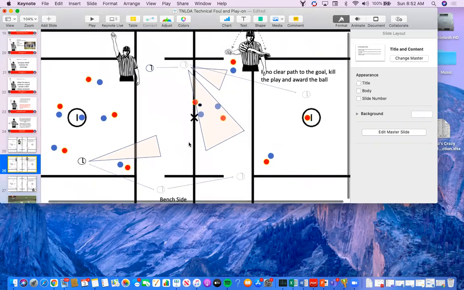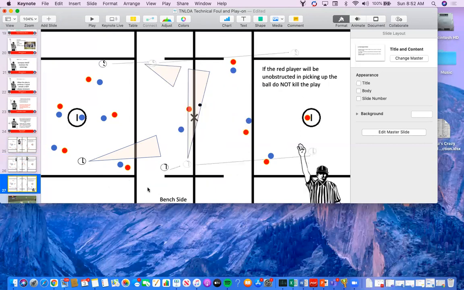Here's another scenario for an over and back. Errant pass across midfield. Look at all of the players that have gathered around where this ball is across midfield. Play on for the over and back. We'll kill it immediately. Just kill the ball. Do the over and back signal. If there's no clear path to the goal, kill the play and award the ball.